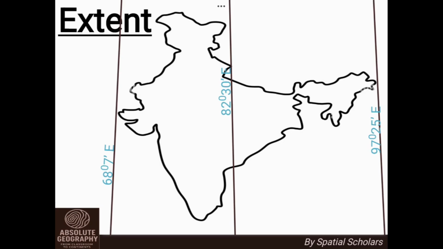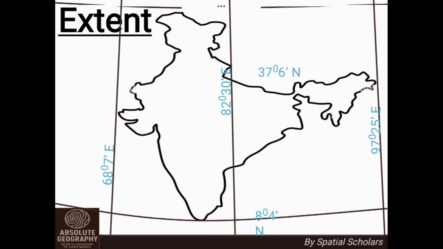Talking about the north and south extent of the country, 8° 4 minutes north latitude marks the southern boundary of our country, and 37° 6 minutes north marks the northern boundary. One thing should be noted: we are here talking about the mainland of India. Only the mainland. These are the boundaries of the mainland of India.